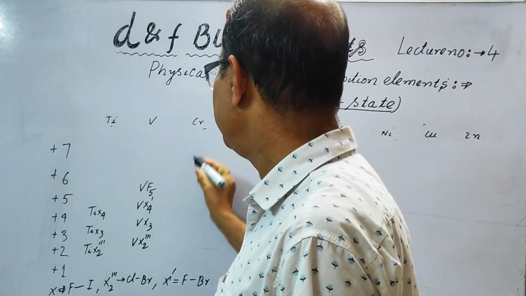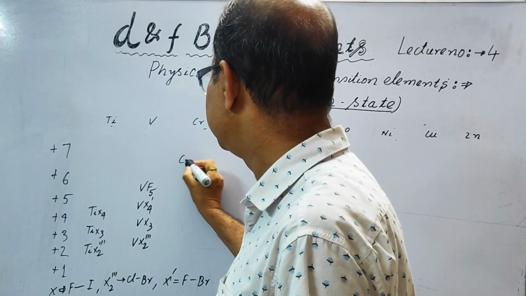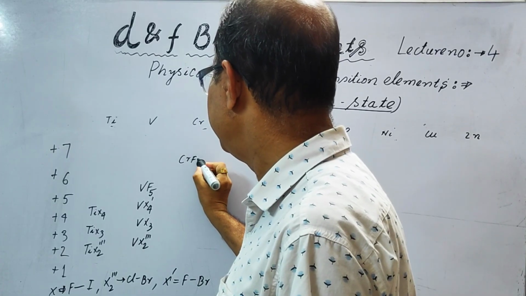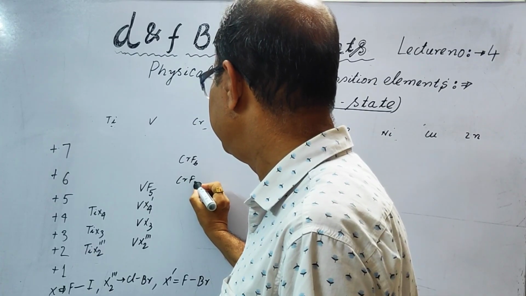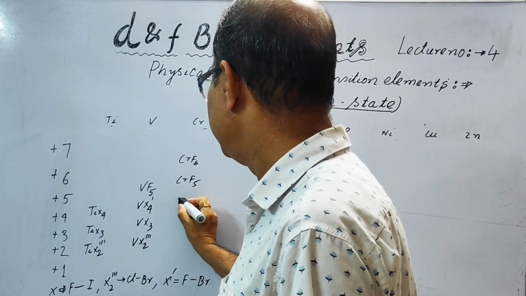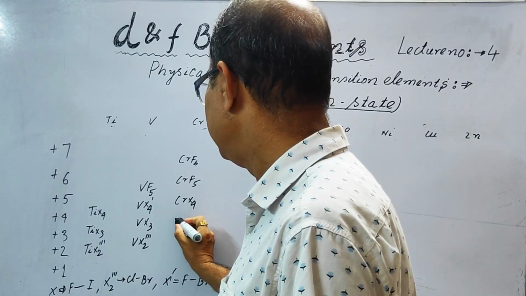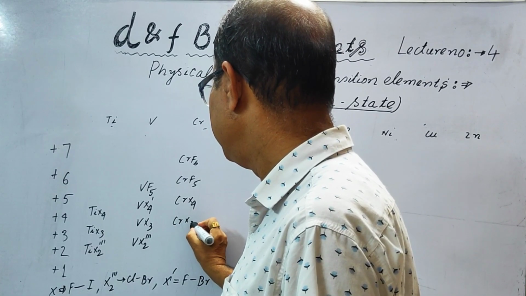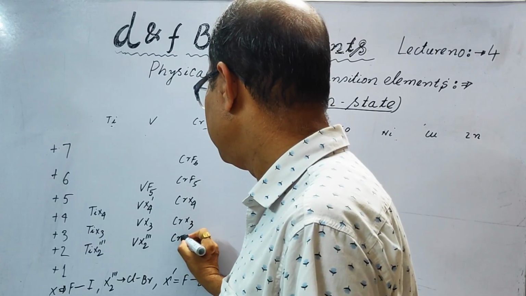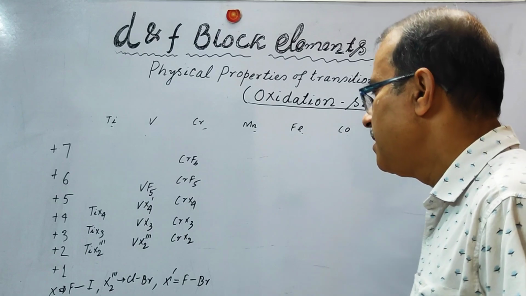The chromium also you can see the maximum oxidation state, that is CrF6, then CrF5, then CrX4, chromium, okay.